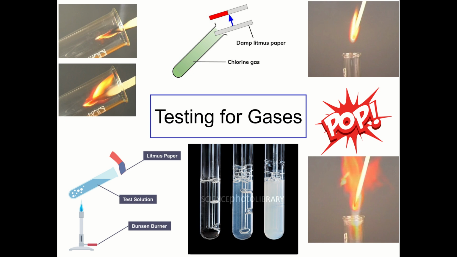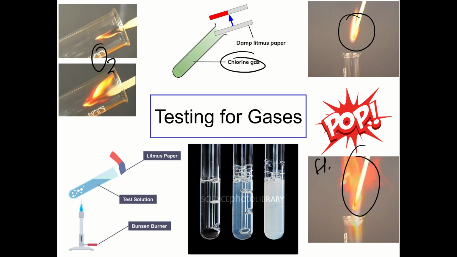So the top left-hand one is the relighting of a glowing splint. That is oxygen, of course. I'd like to think everybody got that. This one, well, fairly obviously it's chlorine. Okay, you haven't actually done that one yet. The one we have down here, this is our lit splint, and then it is popping. That, hopefully you understand, is hydrogen gas.